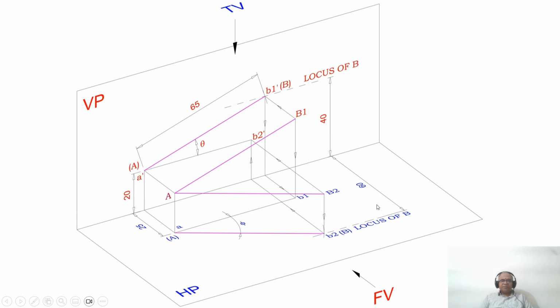Now the line is parallel to HP. So obviously, I have to draw a projector from B2 to the locus of A in the front view. Because A dash is above HP by 20 mm, B2 dash should also be above HP by 20 mm, then only the line is parallel to the XY line in the front view. Since the line is parallel to XY in the front view, obviously in the top view that line is going to be the true length. So this is how you will be able to analyze how to draw the top view for the front view true length line, and similarly the front view for the top view true length line.